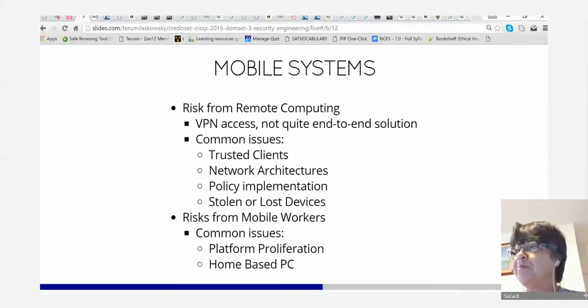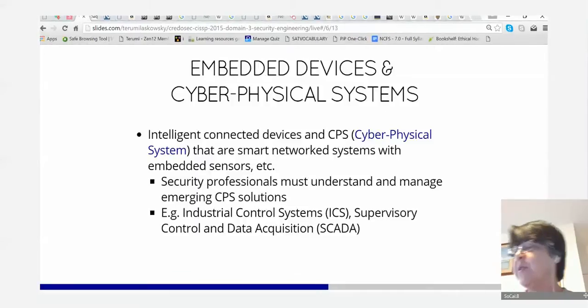Okay, there you go. Embedded devices, cyber physical systems, right? Cyber physical system, what is that? So intelligent connected devices and cyber physical systems. Cyber physical systems are those systems that actually have sensors in them, okay?